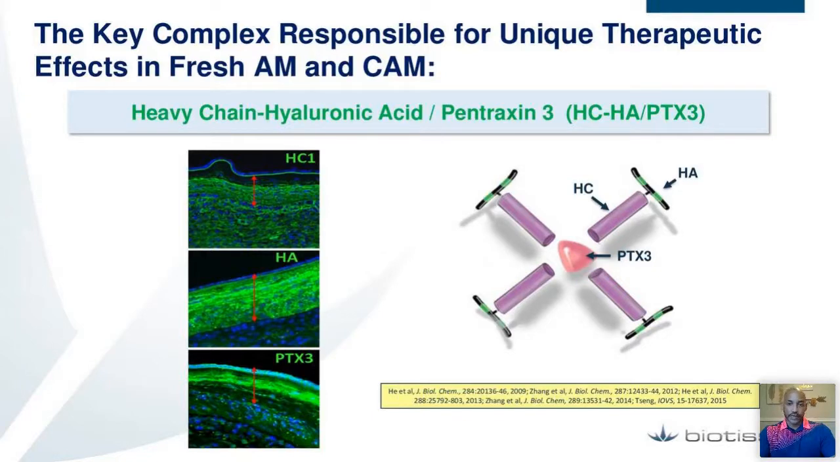The founder of our company, Dr. Tseng, got that FDA designation for anti-inflammation, anti-scarring, anti-angiogenic. When he got that designation, he wanted to keep persisting his studies and really figure out why the therapeutics are happening. It took him about 10 years to figure out what specific complex, what specific hormone or protein is causing this effect. He finally isolated it to the HC-HA/PTX3, which is found in the gestational stage of life, in mesenchymal cells and stem cells as well, but they're dormant in your body.